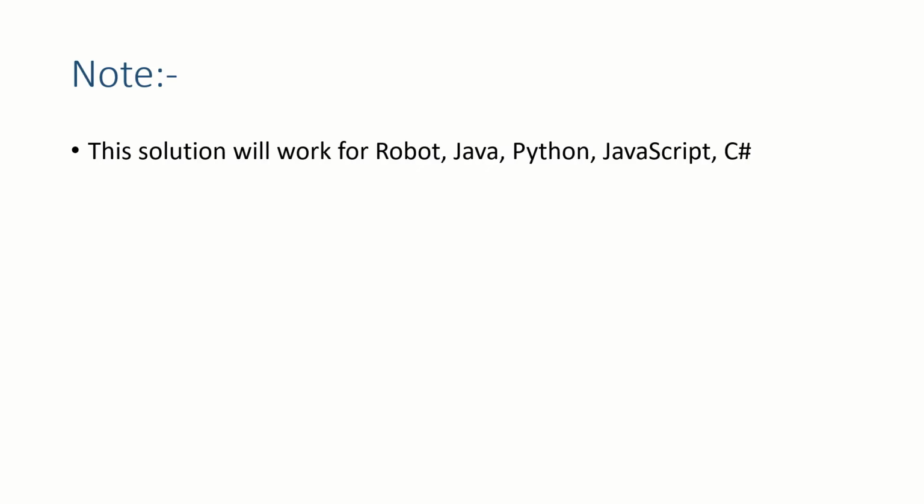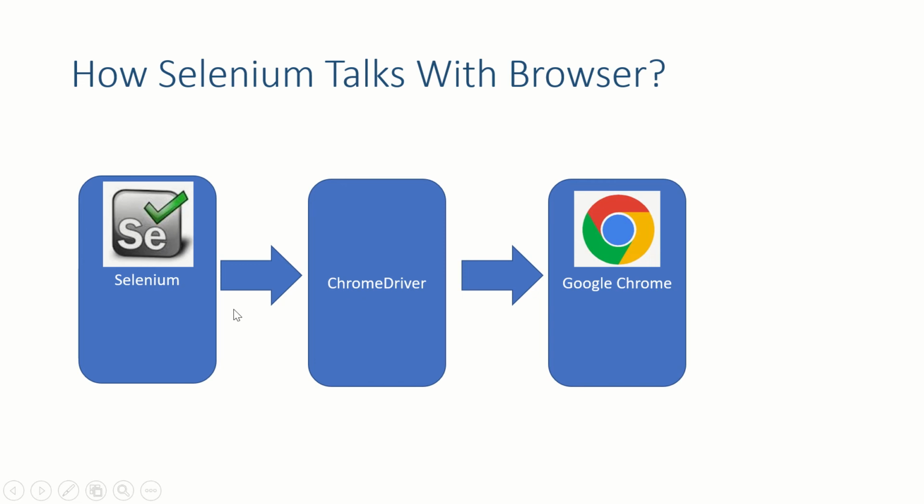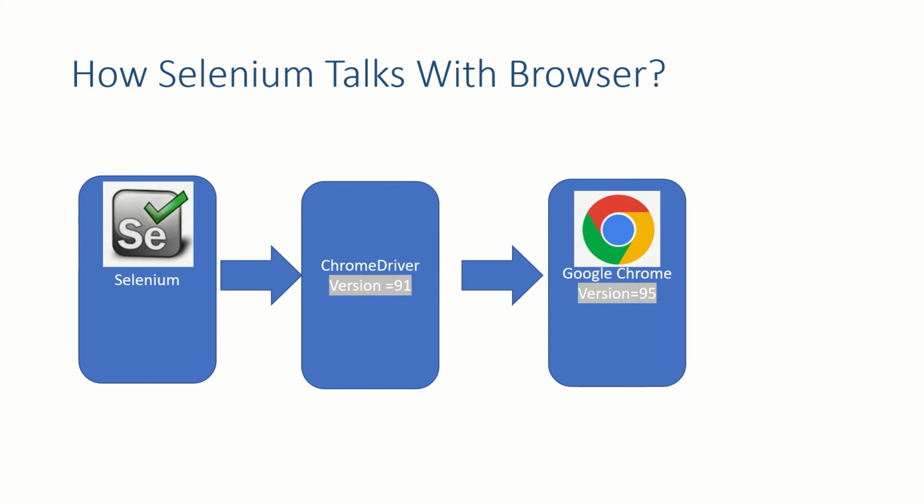each other. Now if you see this PPT, here you can see Selenium talks with ChromeDriver, and then ChromeDriver helps Selenium to automate things on Google Chrome, the actual browser. Now if you check, my current version of ChromeDriver is 91 and Google Chrome version is 95, which are not compatible with each other. So now we are going to download the latest version of ChromeDriver, so that my ChromeDriver version will be 95 and Google Chrome version will also be 95.